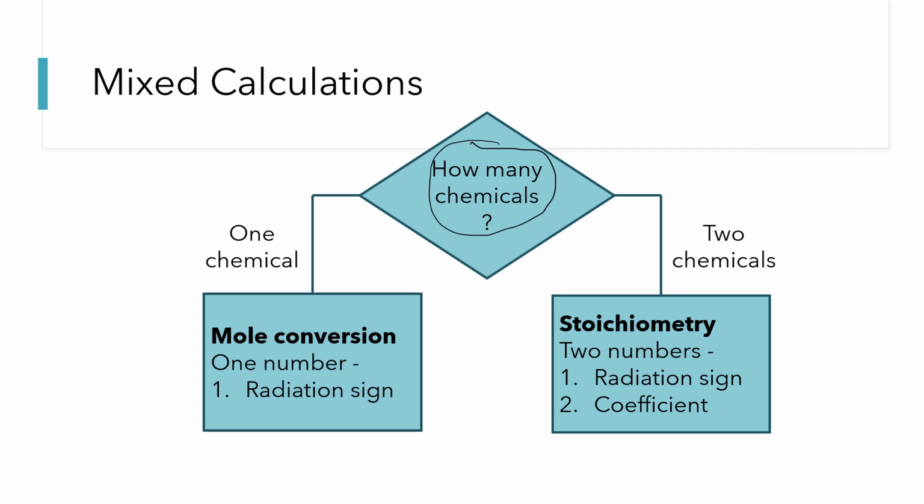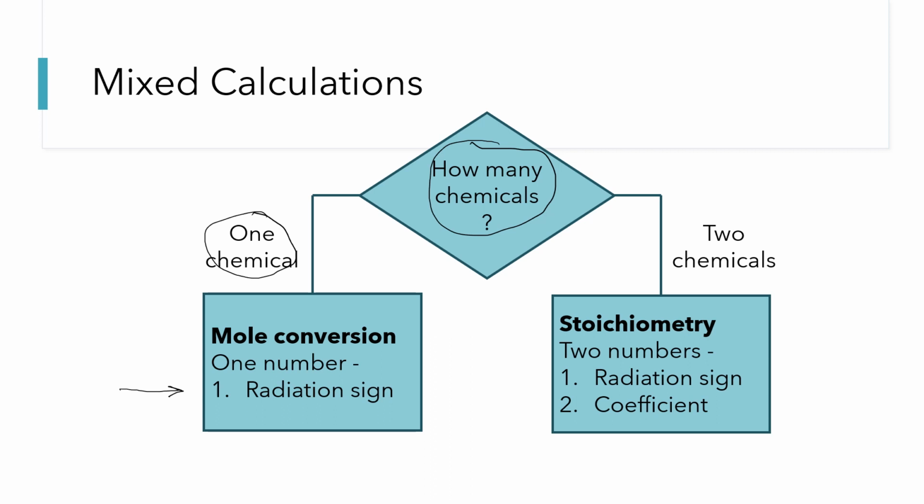So let's say the question says something like, how many molecules of methane are found in a sample of 100 liters of methane? Well, we've got liters, we've got molecules, but we only have one chemical. It's methane all the way through that problem. So if there's only one chemical mentioned, when you build those conversion factors, we're only going to put one number. And that one number is going to be something off the radiation sign.